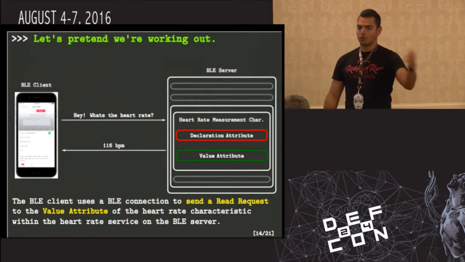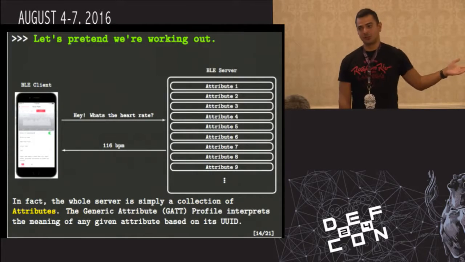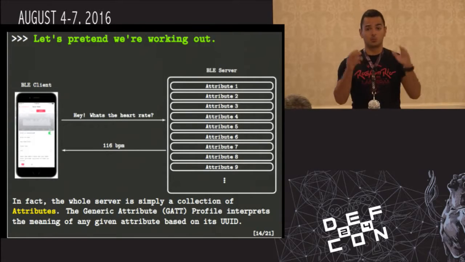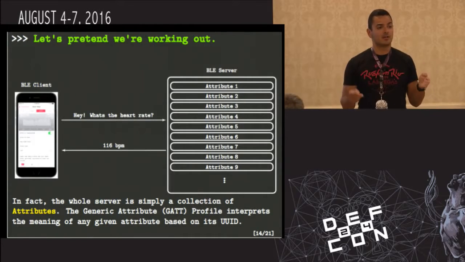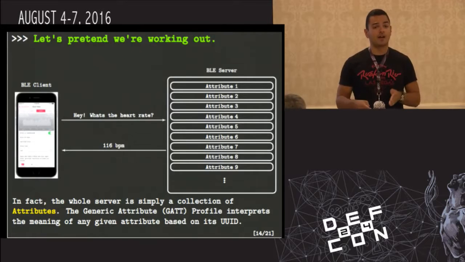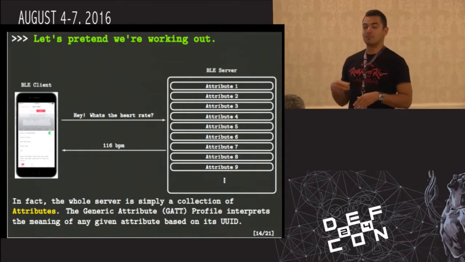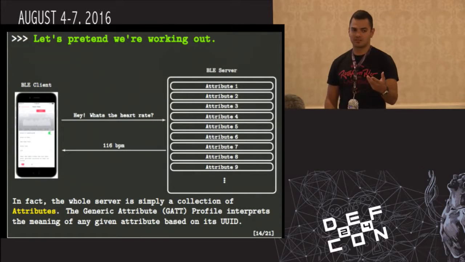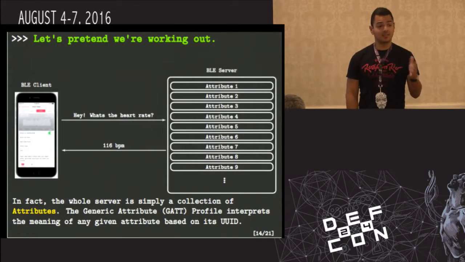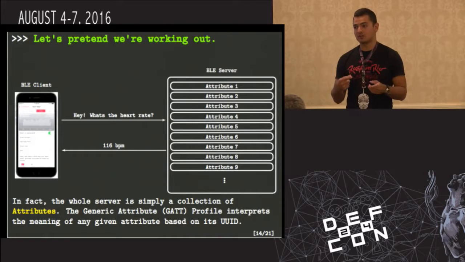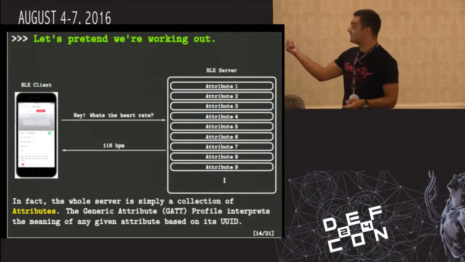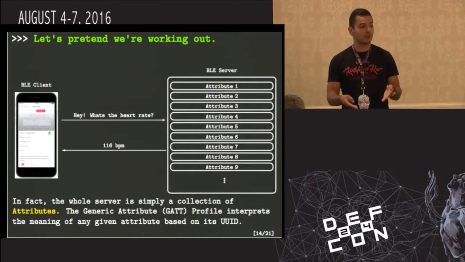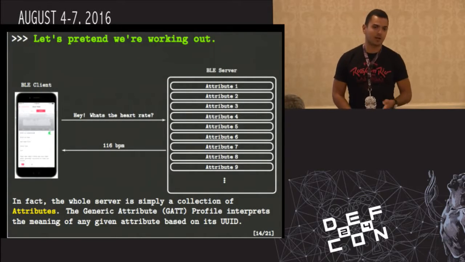But I've pulled the wool over your eyes, because really the Bluetooth Low Energy server is just a list of attributes. The whole thing is just one giant database of attributes. Now the GATT profile is what assigns meaning to those attributes. It says this is a service or this is a characteristic. So really, at the end of the day, all Bluetooth Low Energy communications are reads and writes to these attributes. That's it. That's all it is. So if you can break the communication down to that level, you know what's going on between the app and the device.